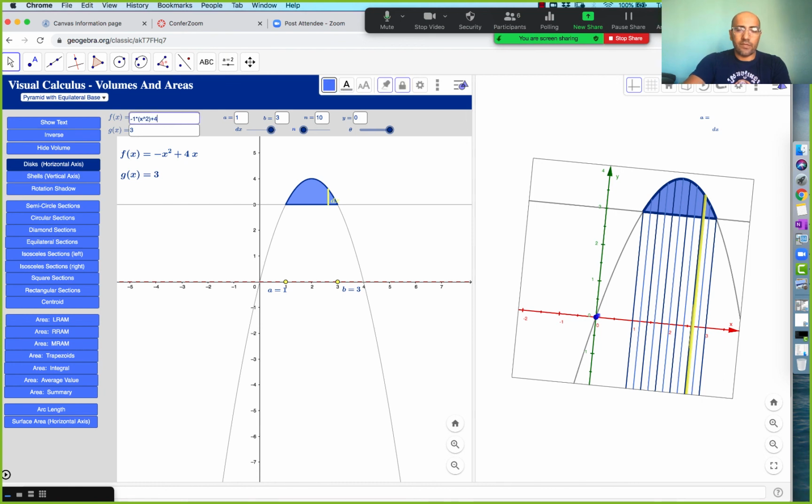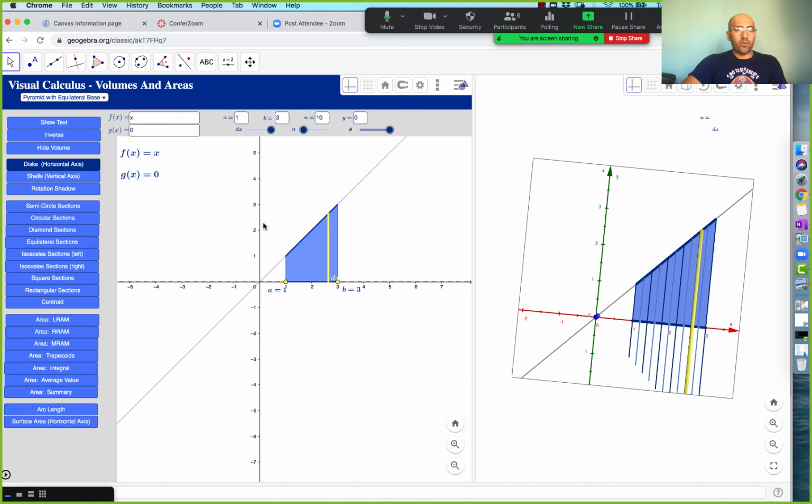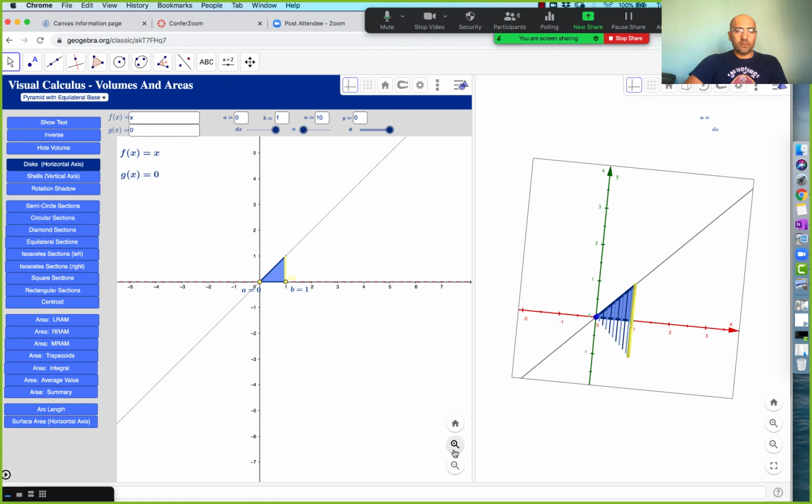So let's try doing it with this guy. We have the line y equals x, and the line y equals 0. Let's do that. And we want to go from starting at 0, going out to 1. And let's zoom into here.